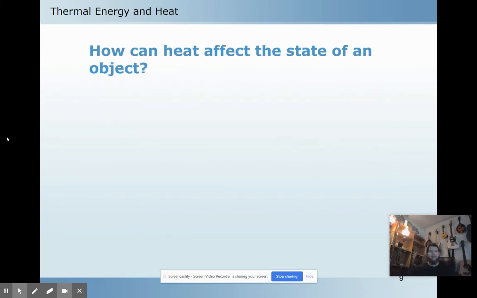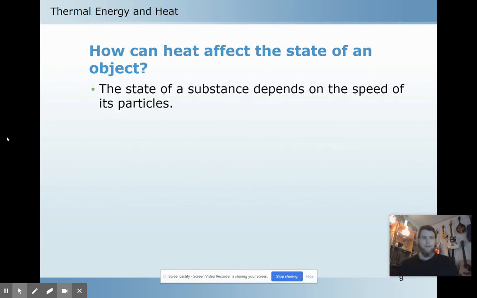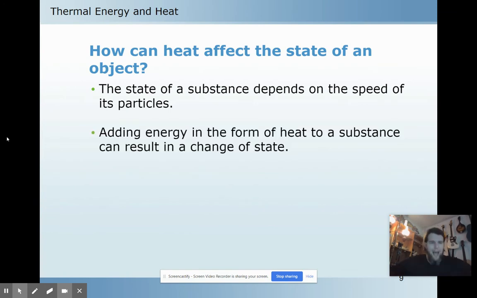So how can heat affect the state of an object? Well, the state of a substance depends on the speed of the particles. If we impart more heat, we're going to make those particles move and vibrate even more, and it'll change the state of the object. So adding energy in the form of heat to a substance can result in what's called a change of state.